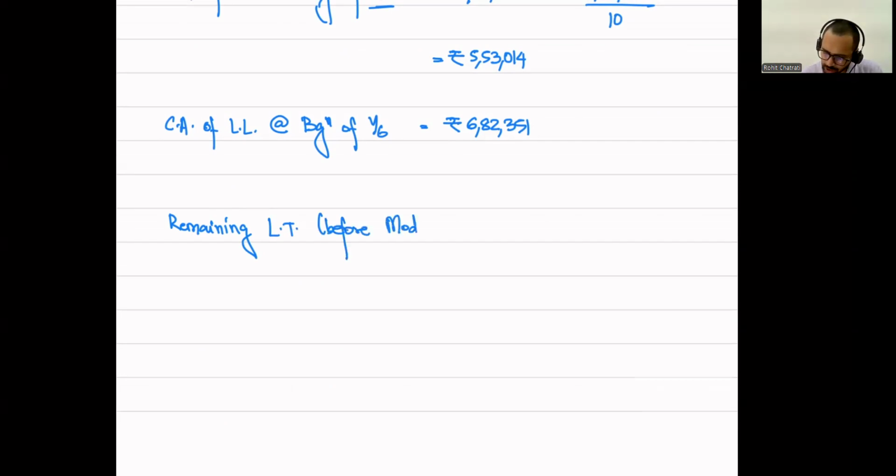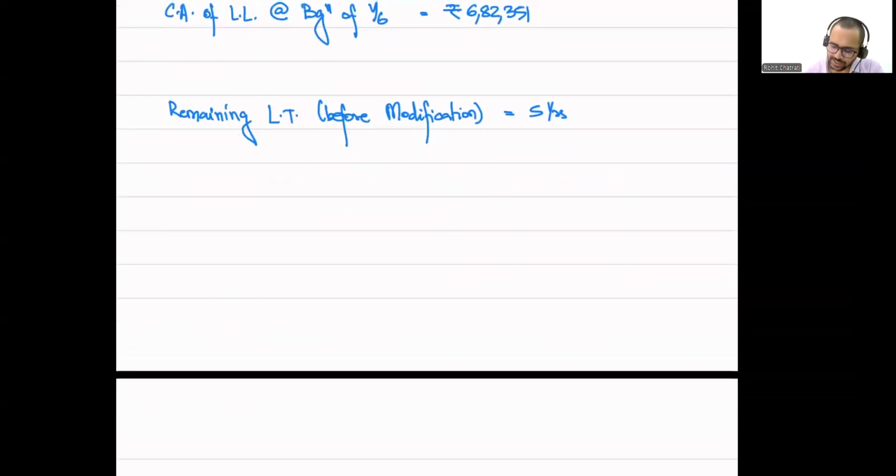Now, if you recall, the remaining lease term before modification was equal to 5 years. Out of the total term of 10 years, 5 years have passed by, and I had a remaining lease term of 5 years before modification. Now the remaining lease term after modification: because of the modification, the total term reduced from 10 years to 8 years. Therefore, the remaining lease term will reduce from 5 years to 3 years. The remaining lease term is reducing by 2 years.